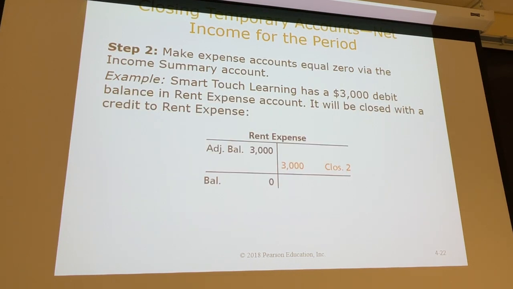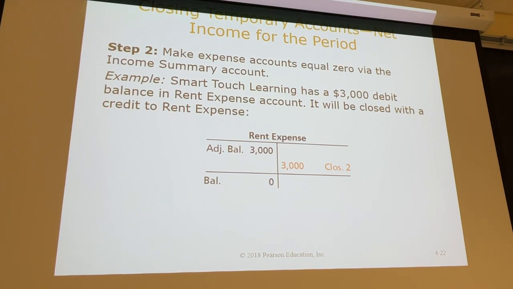Okay, in our second journal entry, we zero out all of the expense accounts. So just taking one example of an expense account, it would be rent expense. And we know that the normal balance for an expense account is a debit balance. So here we see that for rent expense, the balance at the end of the period is a debit balance of $3,000. So we know that if we want to close out that account, we're going to have to make a credit entry to the rent expense account of $3,000. That will bring us down to our zero balance.